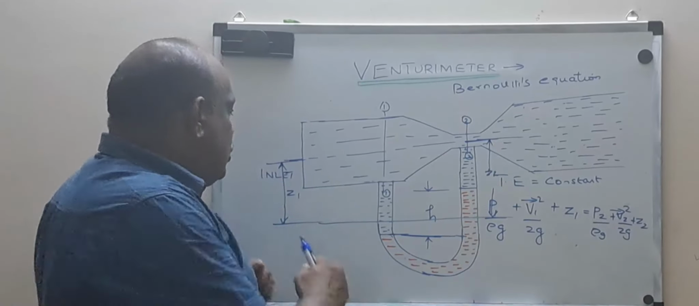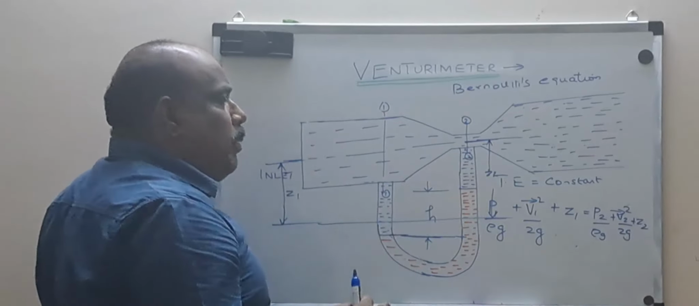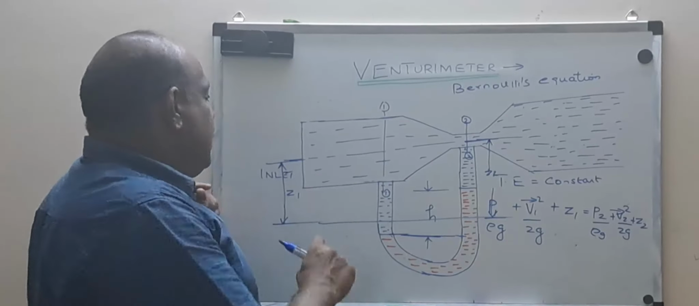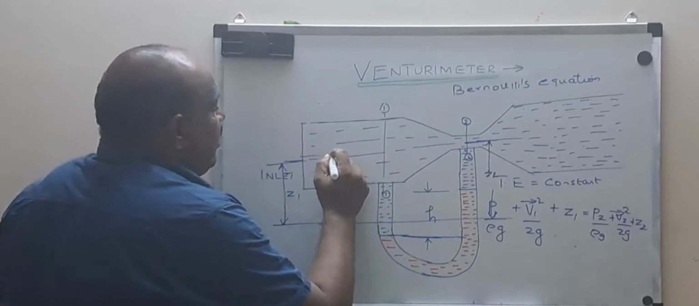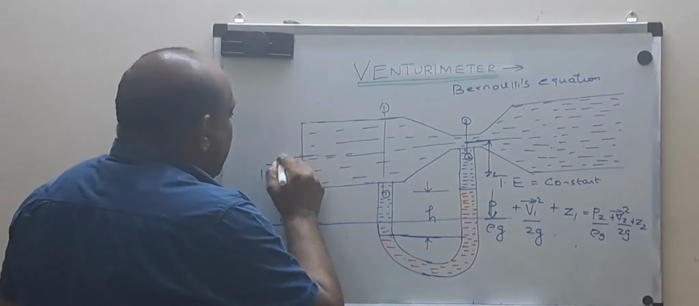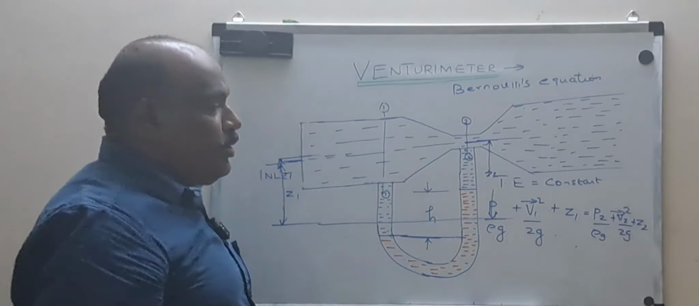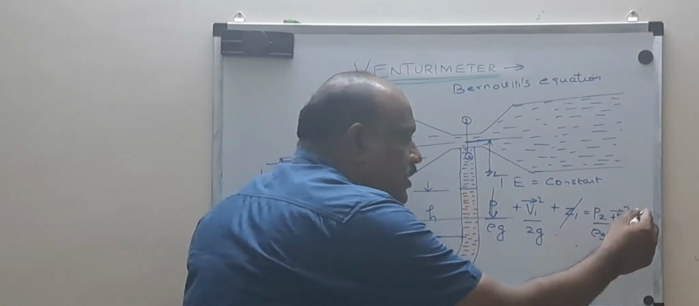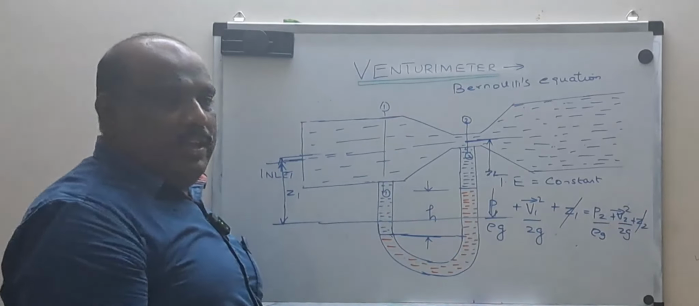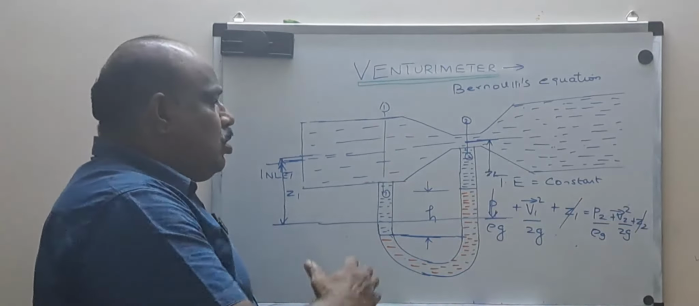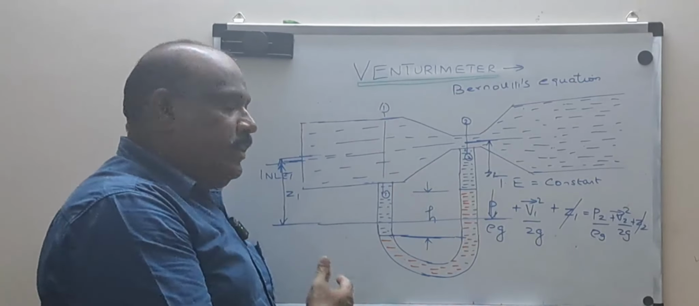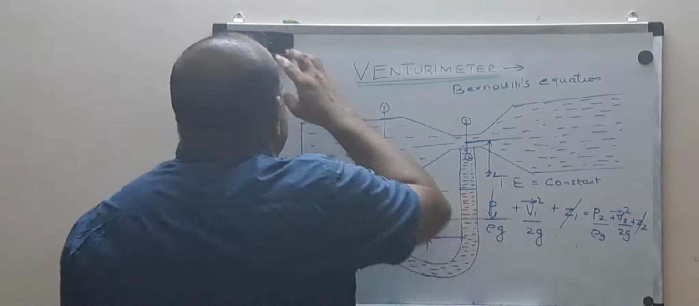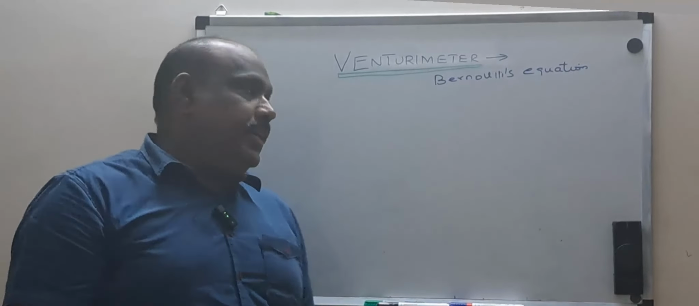Please assume I have not drawn the diagram with 100% perfection. It seems that Z1 is somewhat smaller than Z2, but it's not like that. Actually the center line will pass like this, so Z1 will be equal to Z2. So I can strike off Z1 and Z2. I hope you are able to understand the diagram. Shall I erase the diagram? With your permission, I am erasing the diagram. We will continue with the derivation.